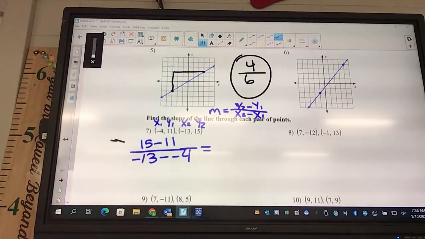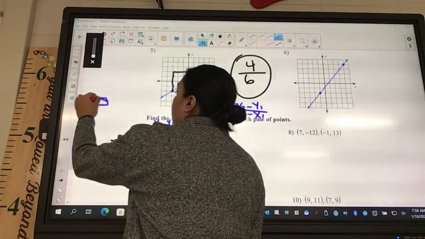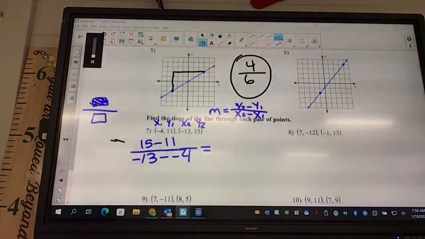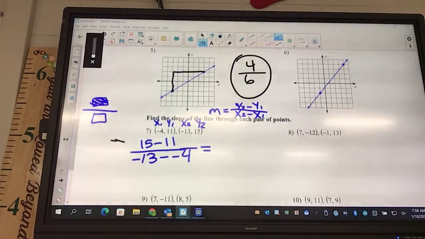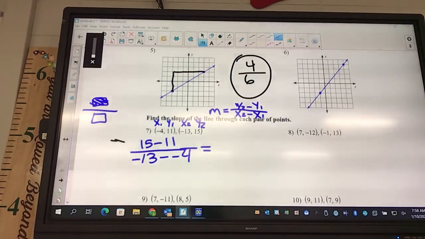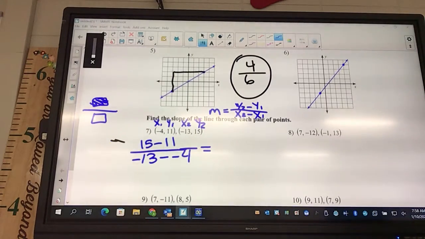Okay, so all the way on the left-hand side, there's a button that looks like this. It's colored in, and it has another one underneath. Okay, hit the fraction button first, and type in the top part, so 15 minus 11. And then hit the down blue arrow, and type in negative 13 minus negative 4. Okay, and if you need help, ask.